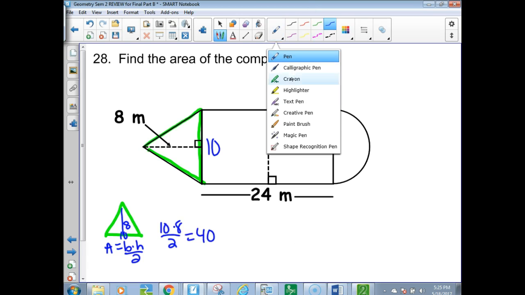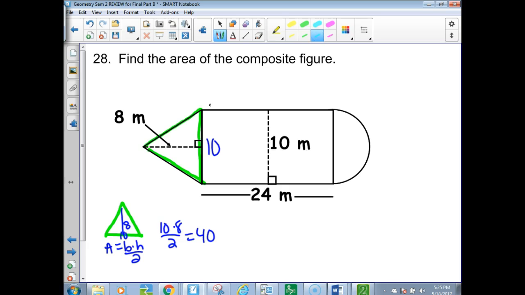And then I'm going to think of the next shape I can find. That would be this rectangle. So I'm going to need to add on a rectangle that has dimensions of 10 and 24. The area is easy, just 10 times 24, 240. All right, so you got that one.